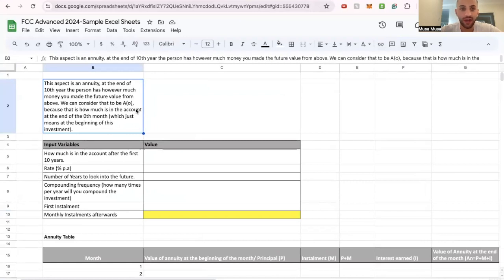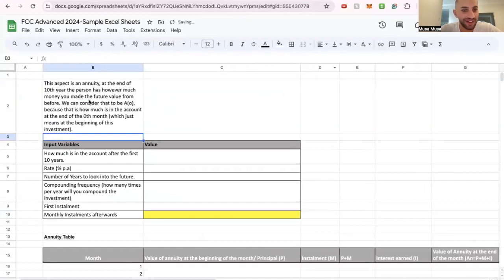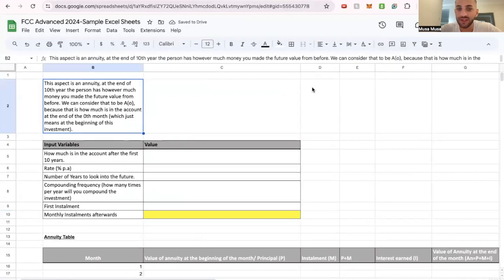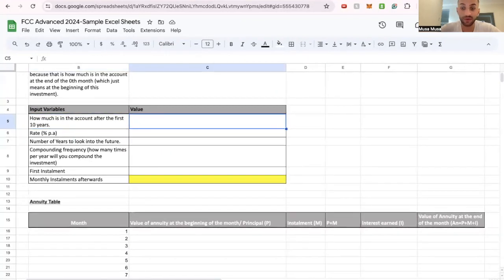This aspect is an annuity. At the end of the 10th year, the person has however much money you made, the future value from above or from before. We can consider that to be A0, which is the amount in the account at the end of the 0th month, which just basically means at the beginning of this full investment. So how much money is in the account after the first 10 years? Well, Musa made this 300 grand from the first part, so we have to follow through with that. We can't change it. The rate is also 5%. I can't change that because I'm making it all consistent.